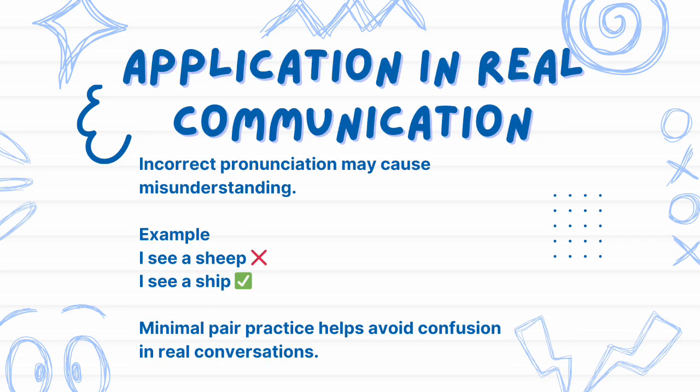This is useful in real communication. Incorrect pronunciation may cause misunderstanding because if you change one sound, you change the meaning. For example, saying sheep instead of ship can confuse the listener. This shows why minimal pair practice is important in real communication.